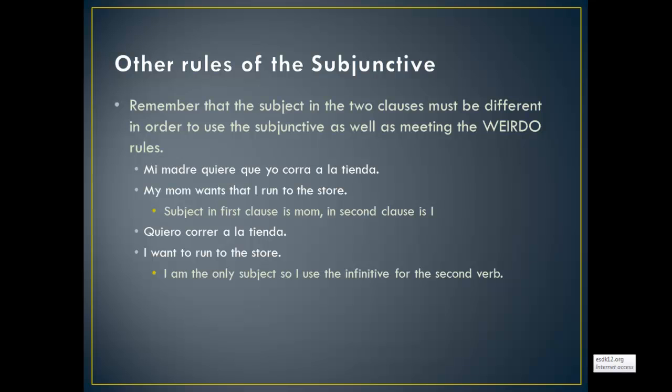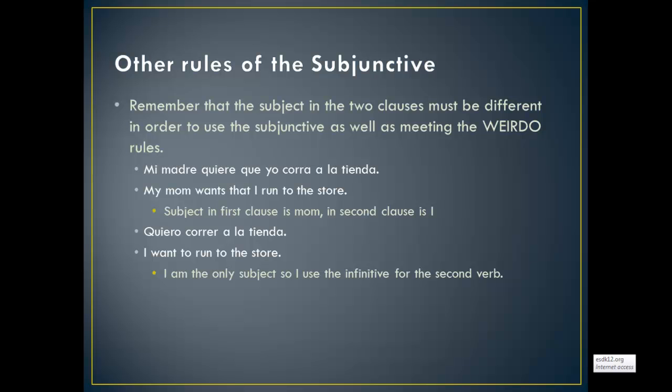Here are some other rules. Maybe this is going to help clear some things up, some of the confusion, because I know when we did some of the review, there was a little bit of confusion. The two clauses in the sentence should have different subjects. So as well as meeting our weirdo criteria, our wishes, our emotions, and personal expressions, recommendations, doubt, and ojalá, they also have to have different subjects.